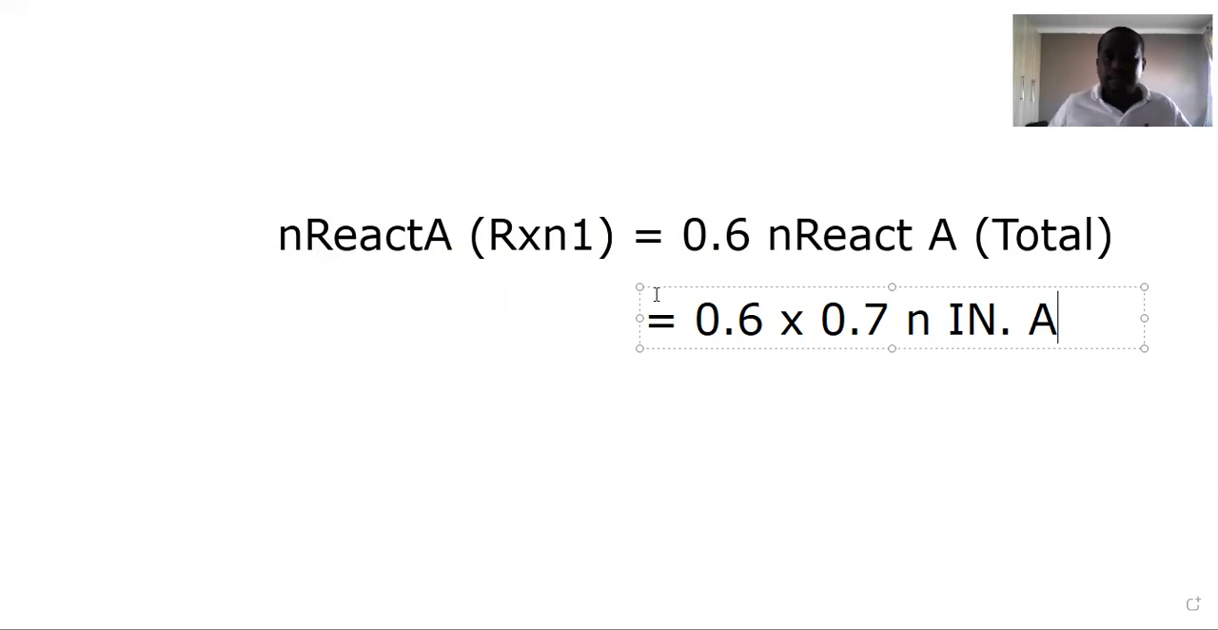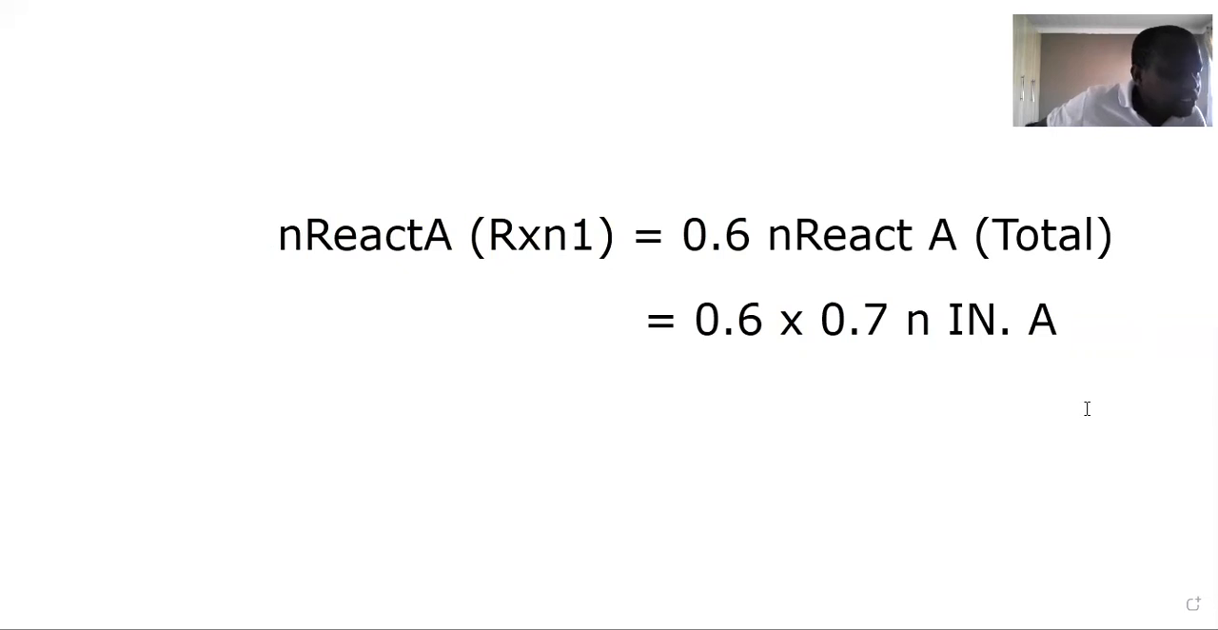Therefore, n reacts total is 70% of n1 in A, so that is this term highlighted here. I hope we're still together, but basically what we're saying is that the amount of A that reacts in reaction 1 is the total amount of A that reacts multiplied by 0.6, and that is represented by this term here. So every time we want to represent n reacts A, we're going to multiply 0.6 by 0.7 by n1 in A.